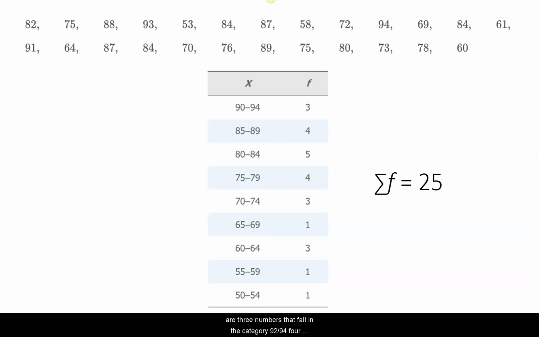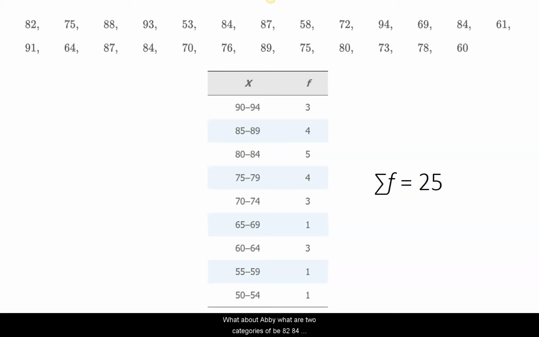So there are 3 numbers that fall in the category 90 to 94, 4 numbers that fall in the category 85 to 89, etc. So I can answer some basic questions fairly easily. According to conventional definitions, how many people got an A? Well, 3 people got in the 90s. 3 out of 25, that's a few, 12%.